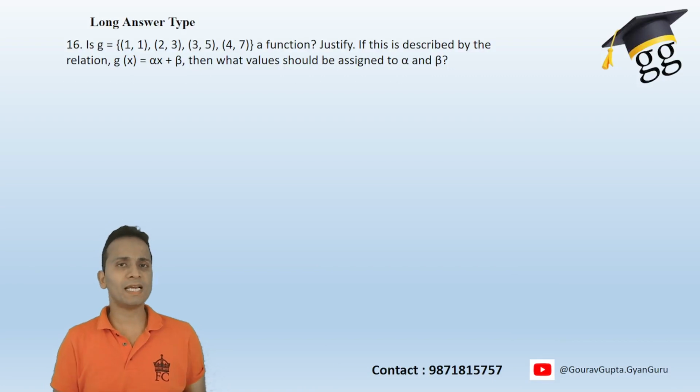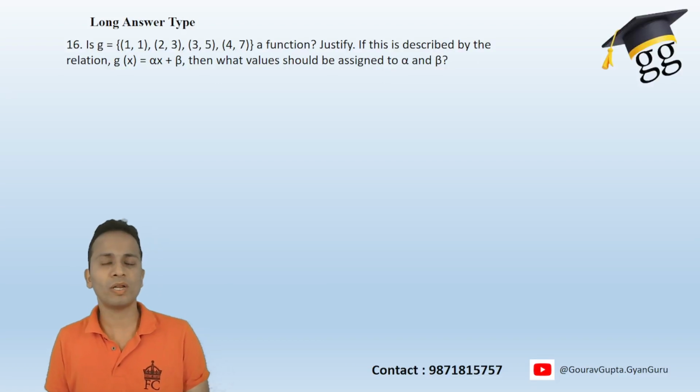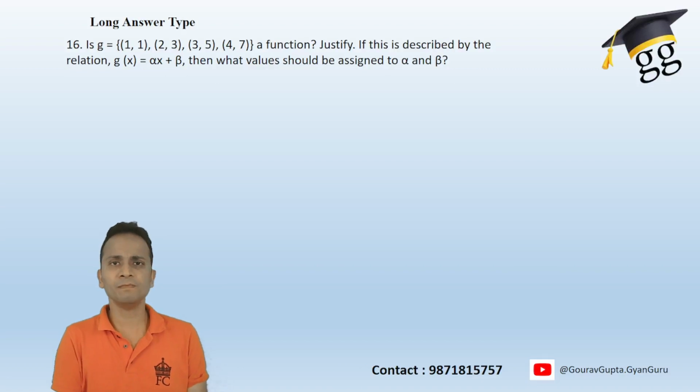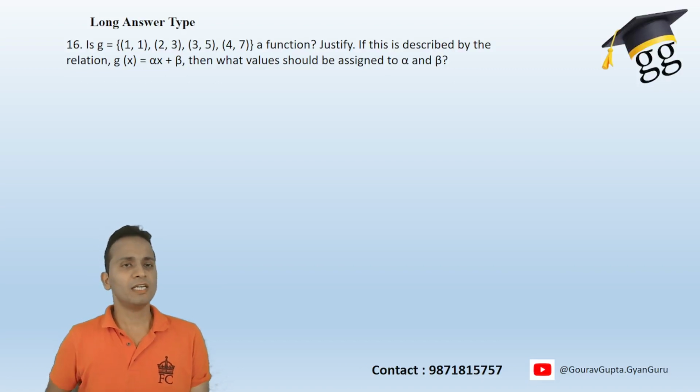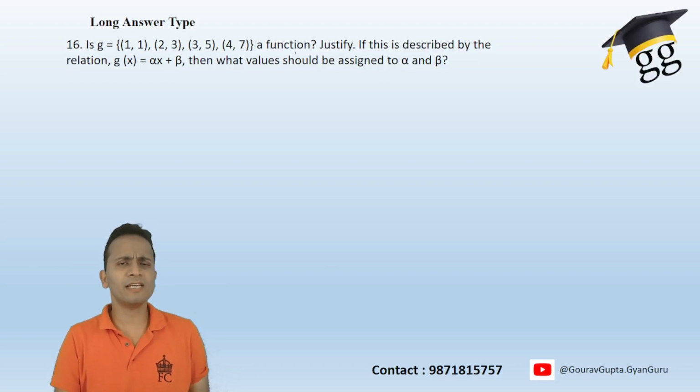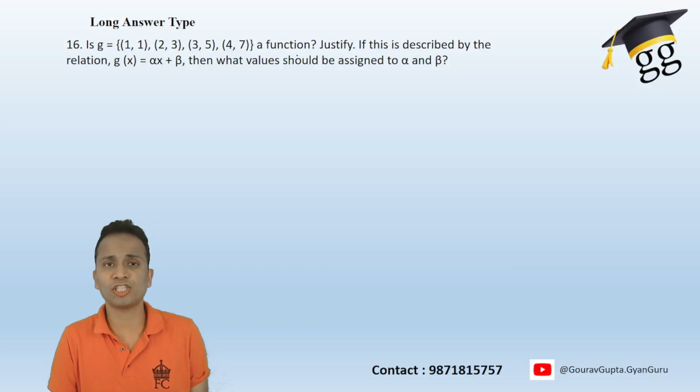So if you look at the exercise from the exemplar booklet, you will find these questions. Let us discuss all these questions one by one in this video. Now the first question is already on your screen. Question number 16 is asking: a relation g is defined here, and is this relation a function or not? We'll have to justify it.